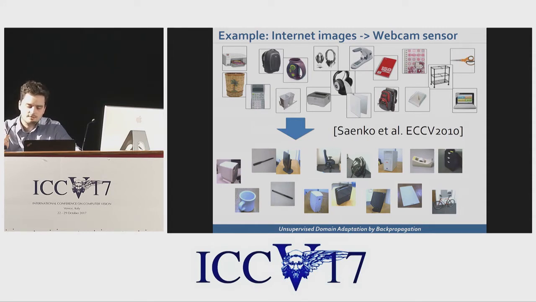Just to give you some concrete examples, this is an illustration from the most popular benchmark of such multiple domain training, the Office dataset. And this particular pair of domains of image types shows the realistic scenario when you train on internet-originated images and you want to deploy your image classifier, say on your robot, which is equipped with something like a webcam. And you see that the images look really differently, even though they depict the same classes of objects.